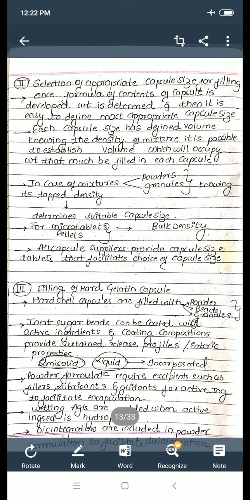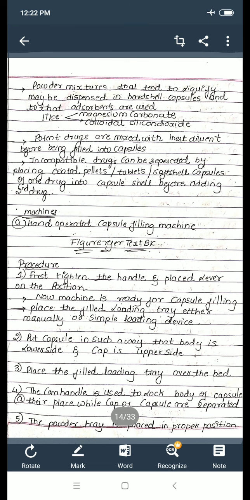The powder formulation requires excipients such as fillers, lubricants and glidants with the active ingredient to facilitate the encapsulation. Wetting agents are added when the active ingredient is hydrophobic in nature. Disintegrants are also included in powder formulation in order to facilitate disintegration. Powder mixtures that tend to liquefy may be dispensed in the hard shell, so adsorbents are used, like magnesium carbonate, colloidal silicon dioxide, etc.